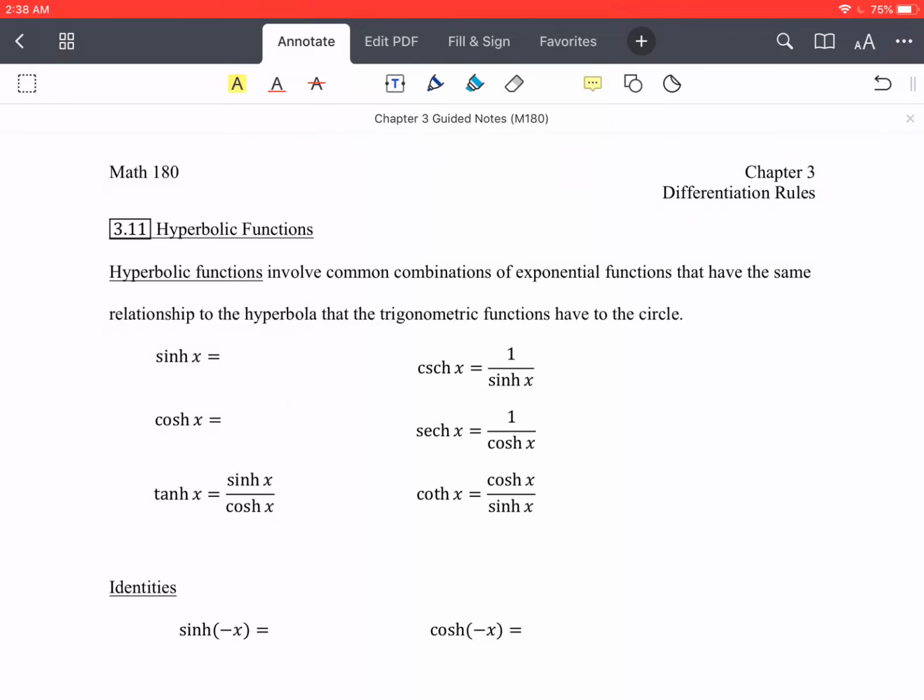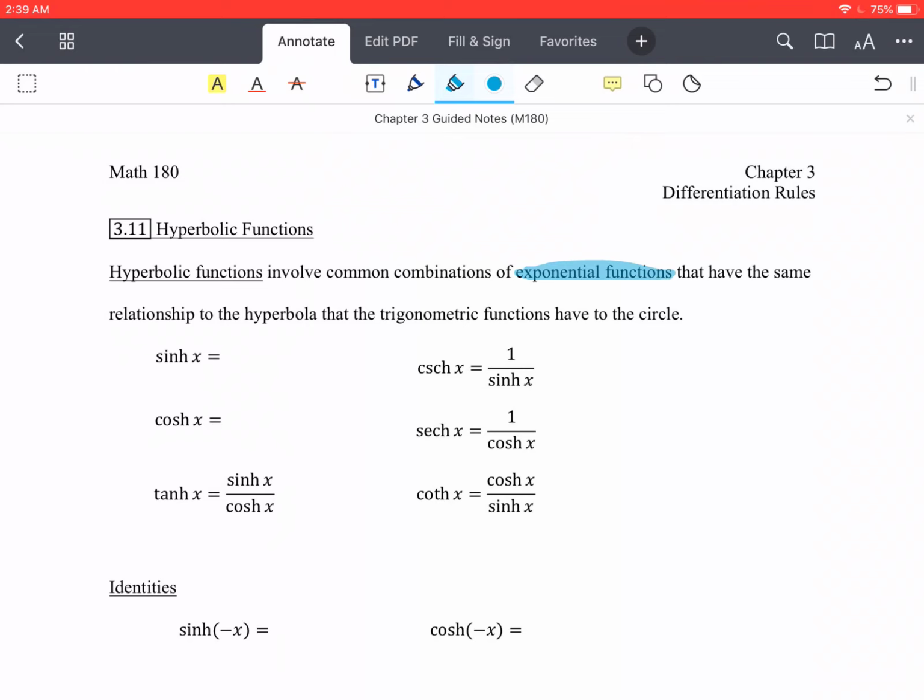Hello everyone. We are in section 3.11 talking about hyperbolic functions. Hyperbolic functions are often called hyperbolic trig functions. They're technically not trig functions, although I can definitely understand the confusion because we use the trig functions as labels for them. But basically, hyperbolic functions are actually exponential functions. They involve combinations of exponential functions.